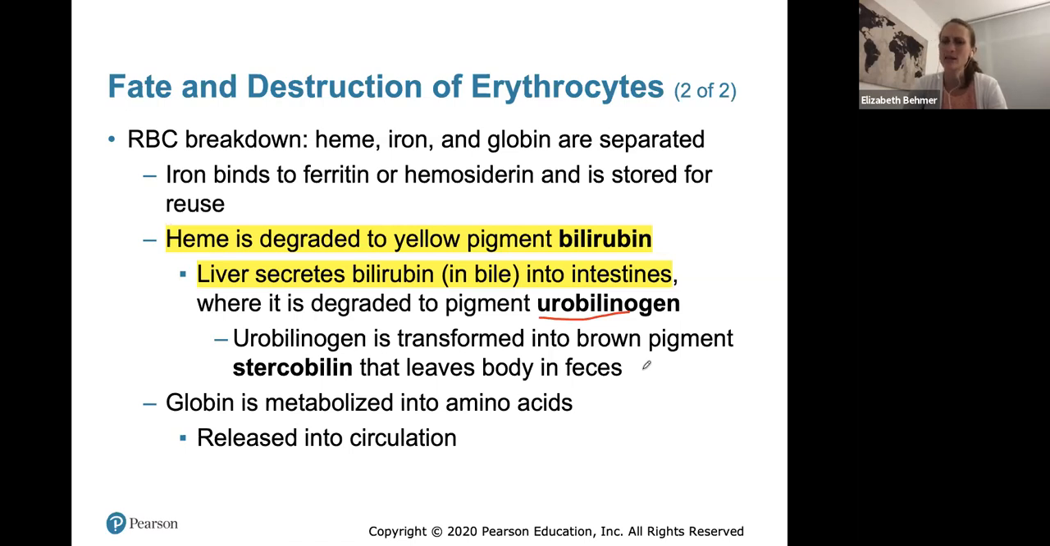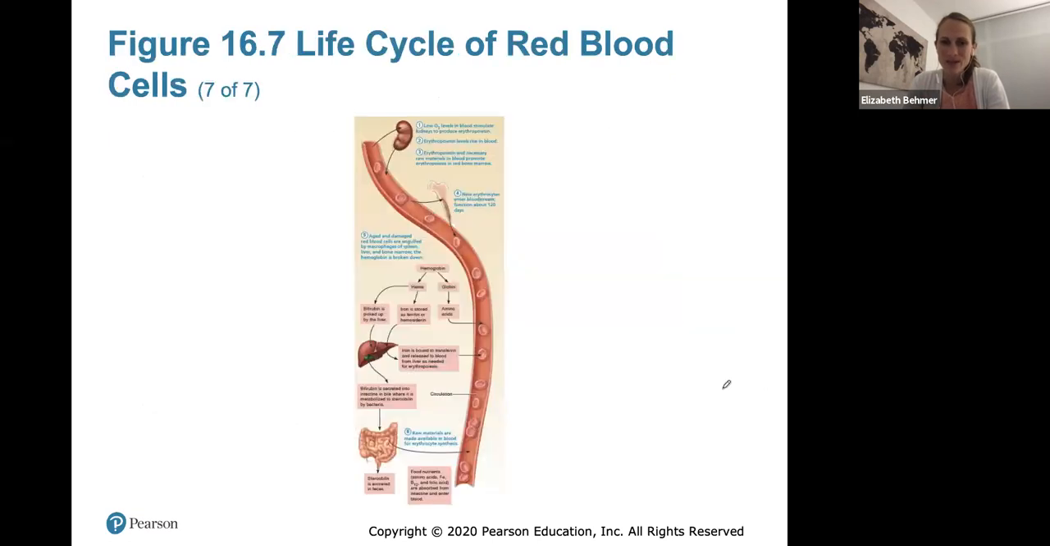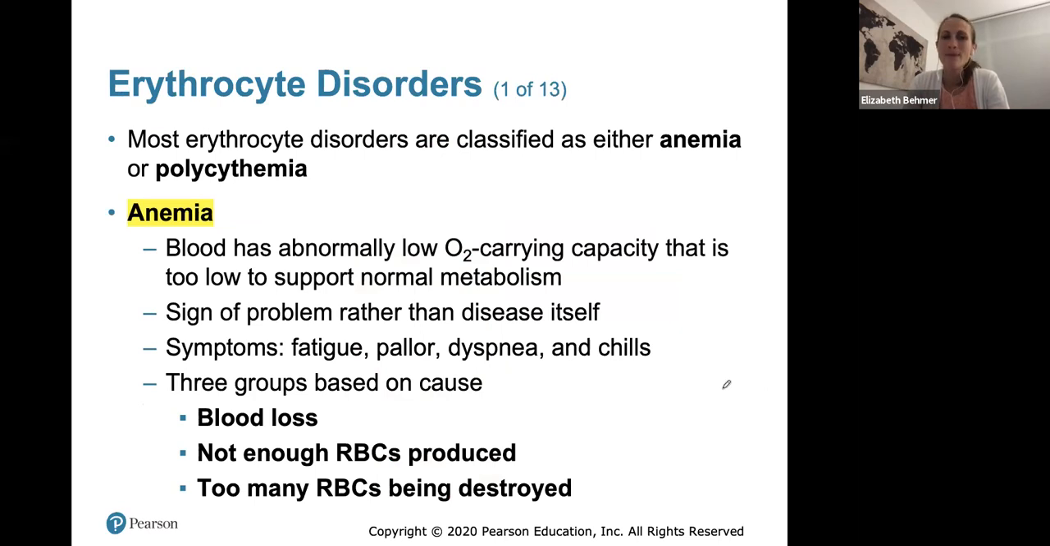So that's partly how we get rid of some of the parts of our red blood cells. So this takes you through the life cycle of a red blood cell. Some disorders with blood. There will be, I think, one matching question about the disorders of blood. And there's a lot of different types of anemia, and you don't need to know all of them.